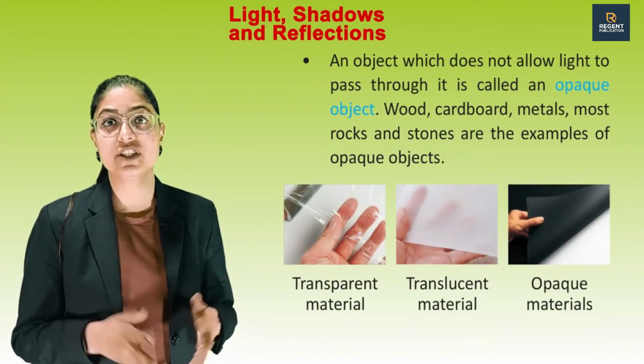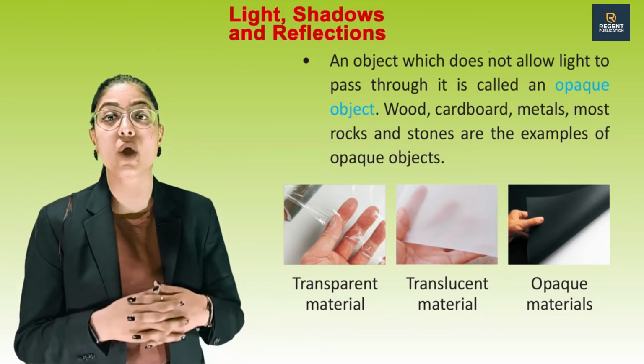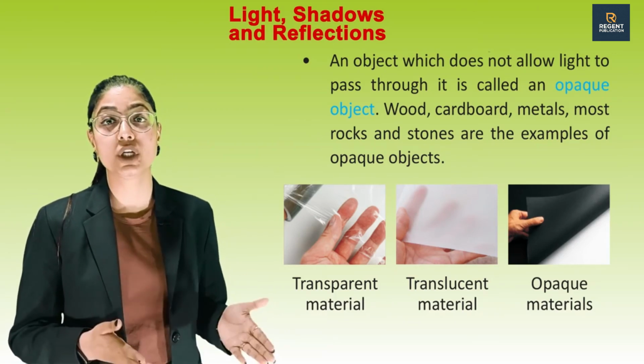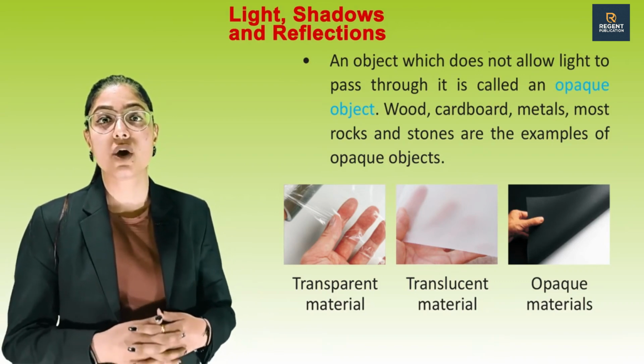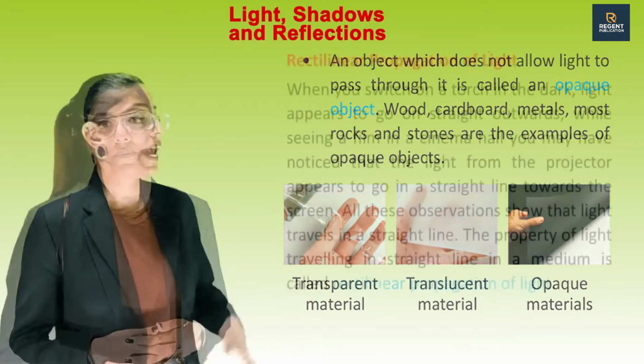An object which does not allow light to pass through it is called an opaque object. Wood, cardboard, metals, most rocks and stones are examples of opaque objects.